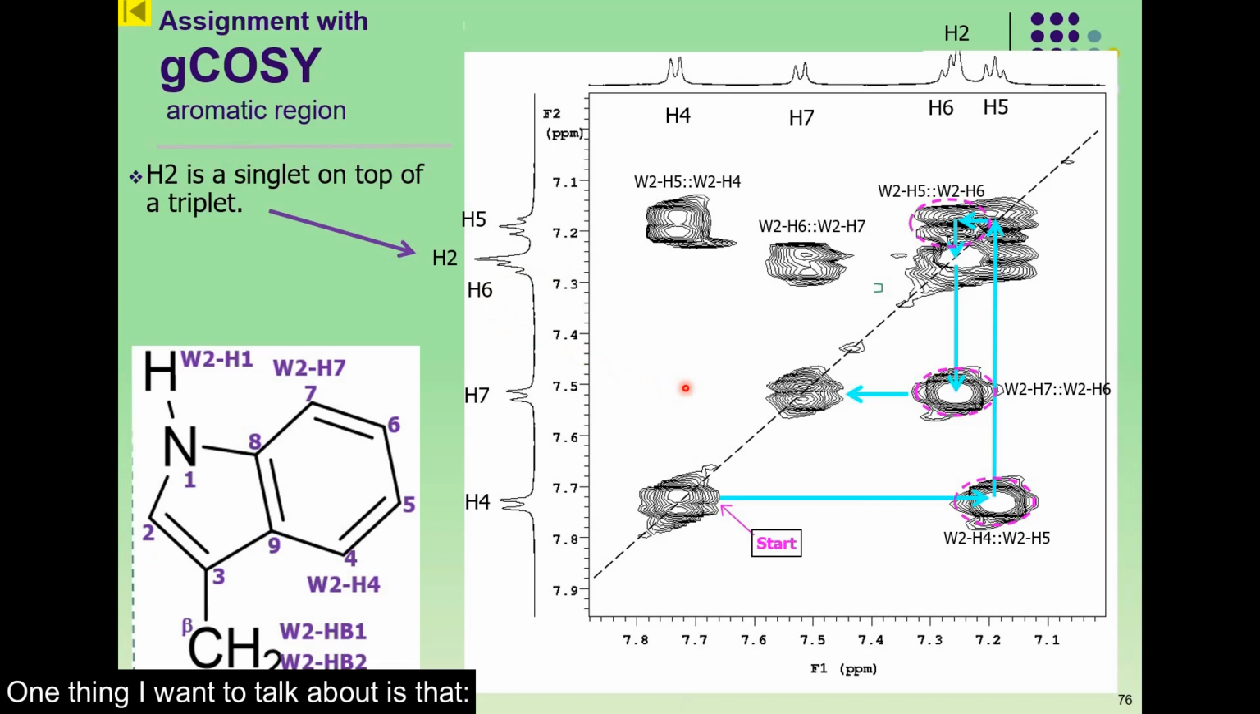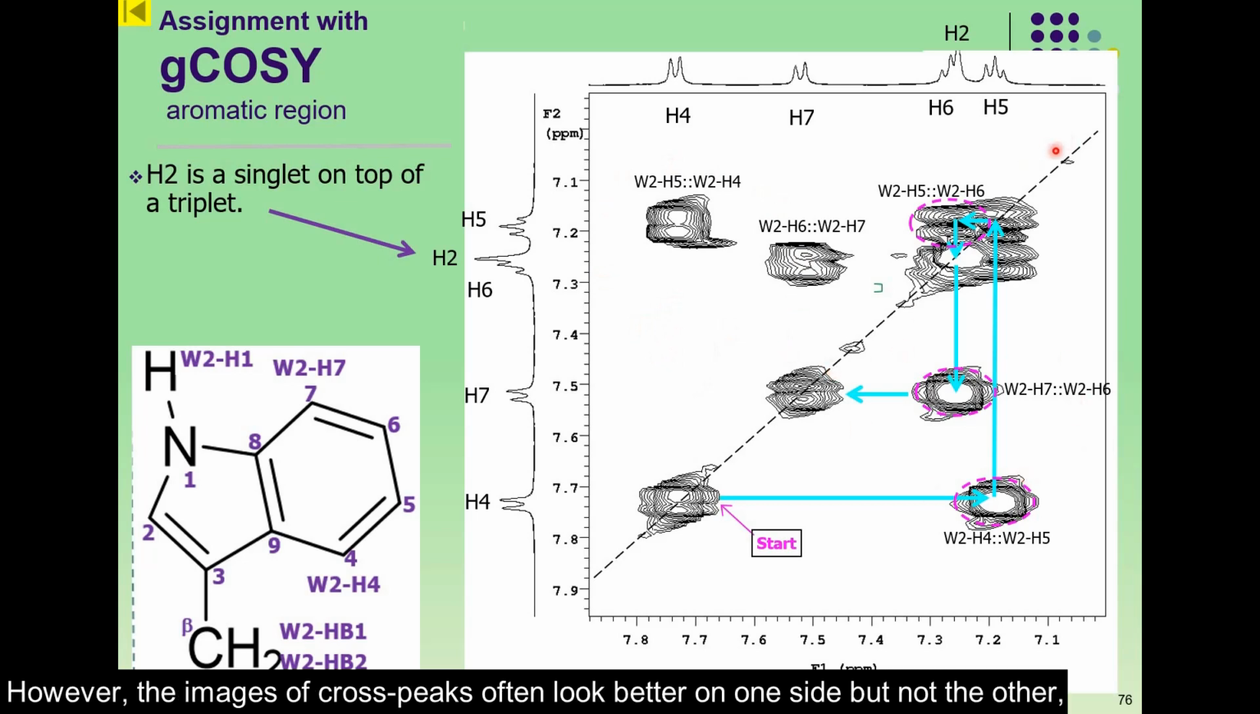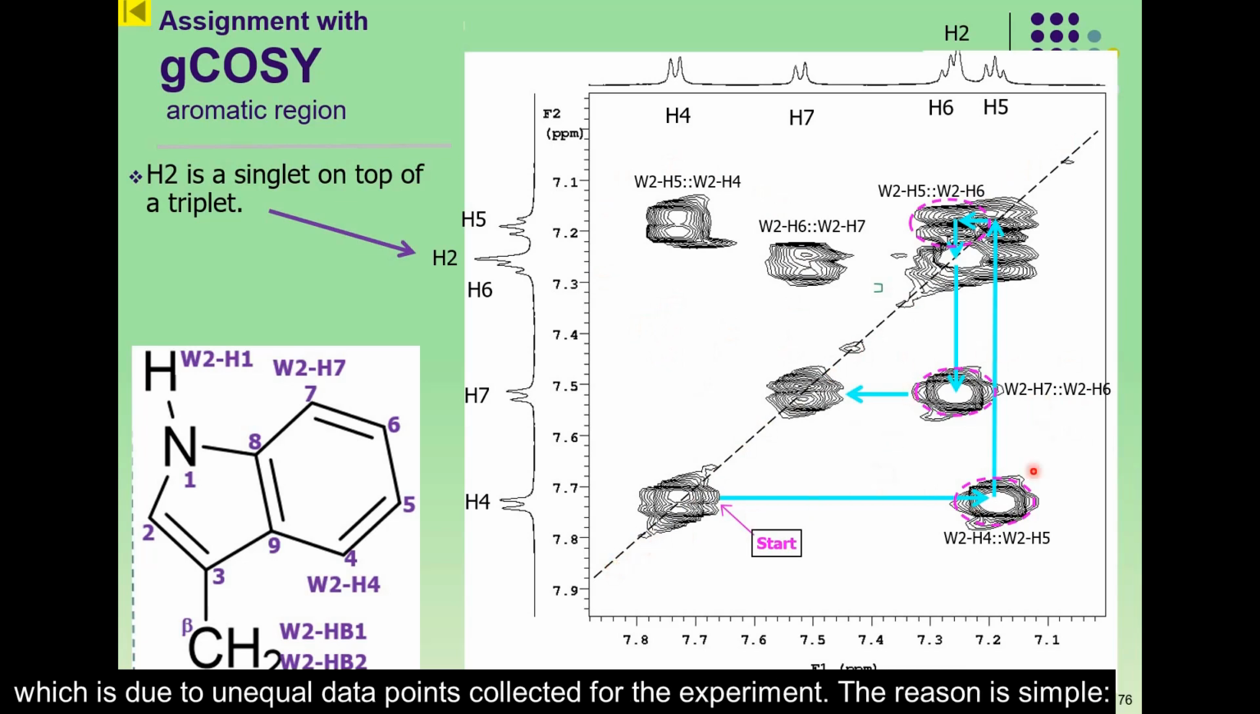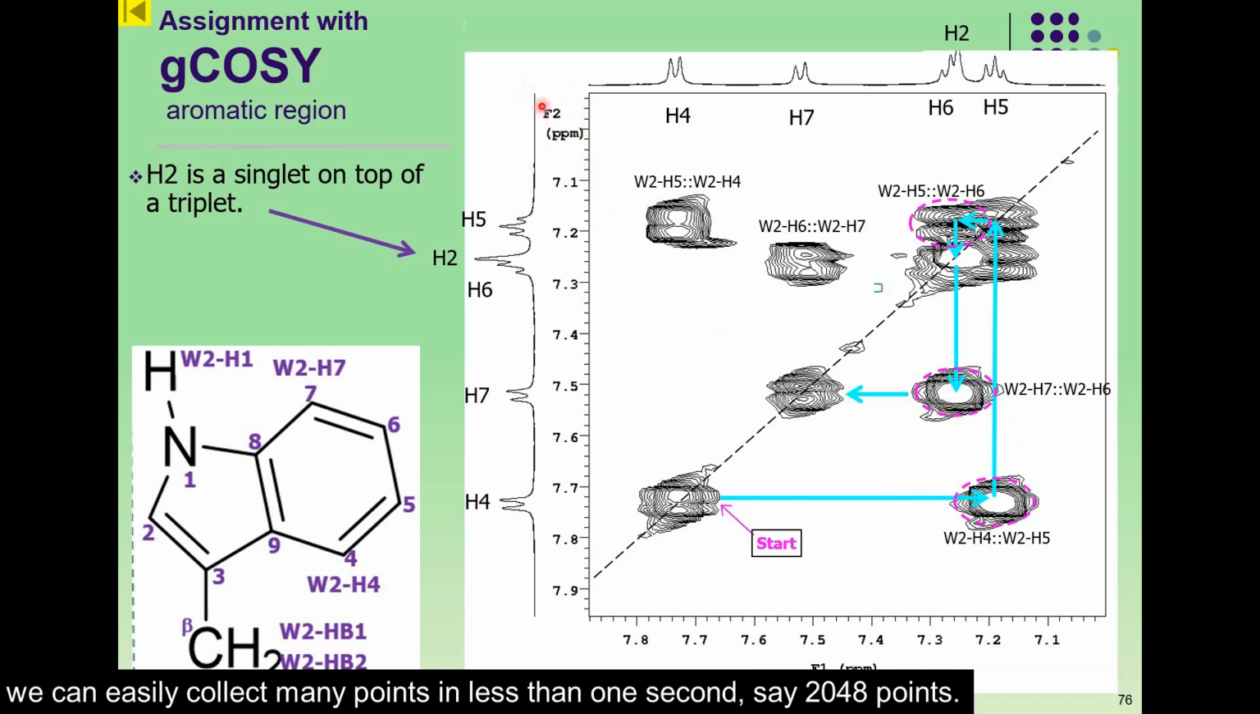One thing I want to talk about is that a 2D homonuclear spectrum has an image on the other side of the diagonal. However, the images of cross peaks often look better on one side but not the other, which is due to unequal data points collected for the experiment. The reason is simple. In the T2 dimension, corresponding to F2 in the spectrum, we can easily collect many points in less than 1 second, say 2048 points.